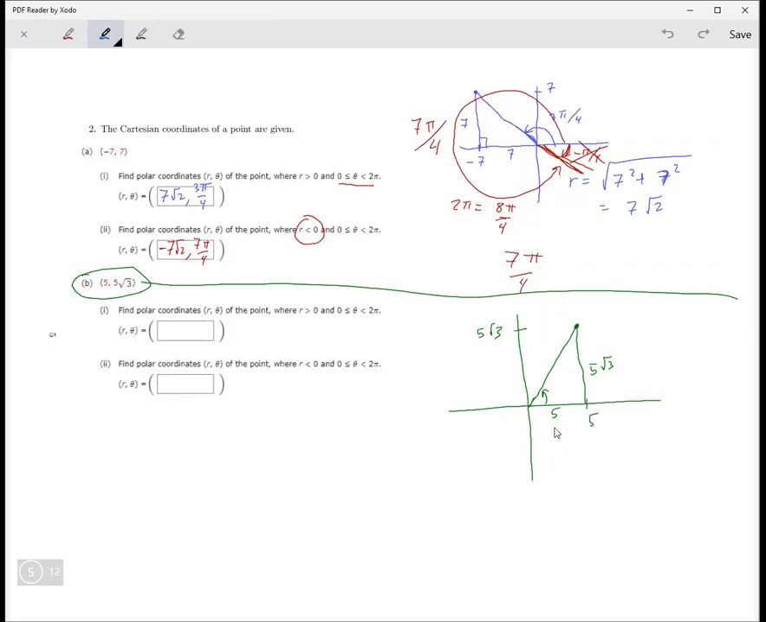But look, if this is 1, so 5 is like 1, this would be root 3 right here, right? Which means this is 2. 1, 2, root 3. Are you familiar with that kind of a triangle?